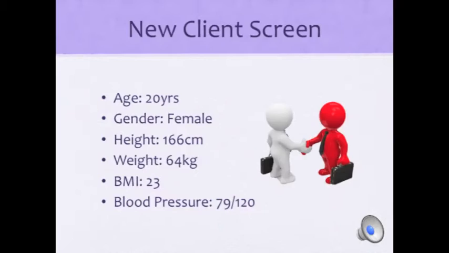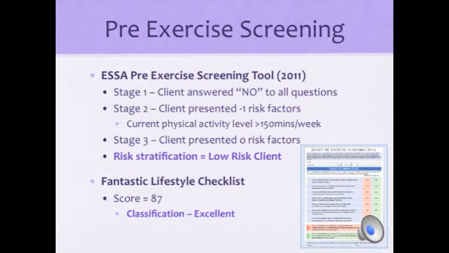My client is a 20-year-old female who is 166 centimeters in height and 64 kilograms in weight. She has a BMI of 23 with a normal blood pressure of 79 and 120. Pre-exercise screening tools are used to assess a client's current physical state and determine any potential risk factors that may affect their ability to perform physical activity.